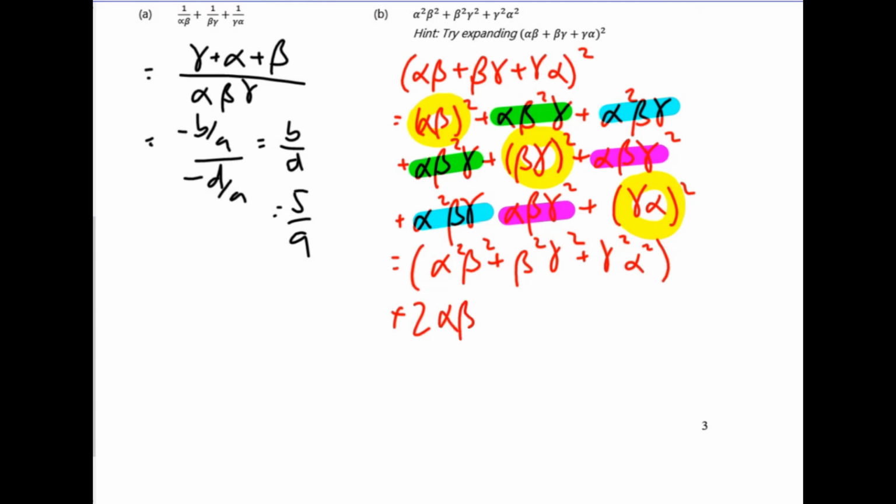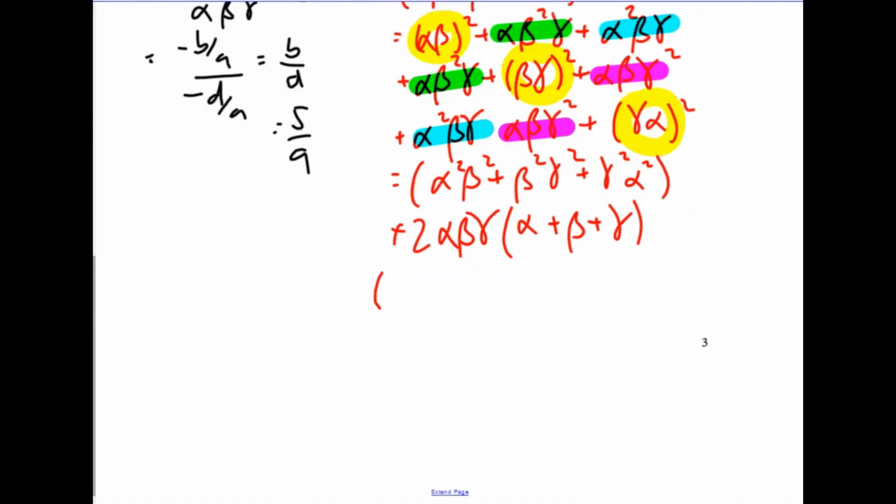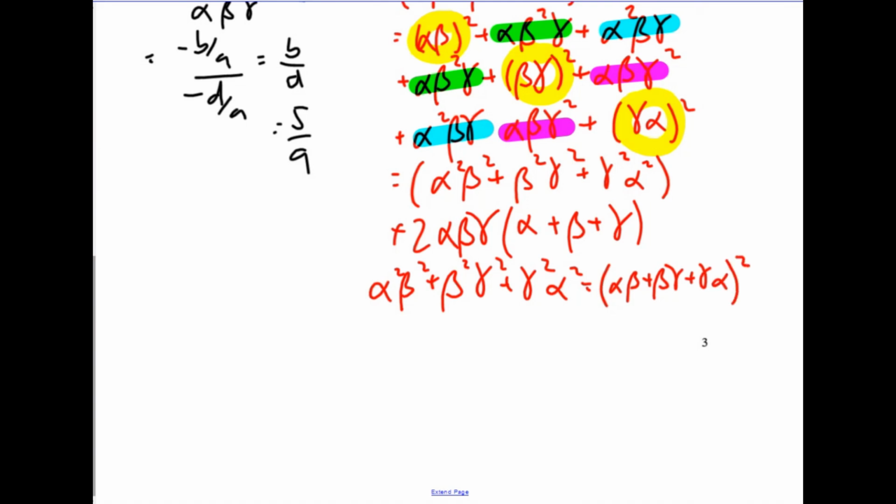I'm going to factorize out alpha beta gamma from all of them, and that's leaving behind an alpha plus a beta plus gamma. So factorizing those remaining terms, I can then rearrange this to get what I wanted. So alpha squared beta squared plus beta squared gamma squared plus gamma squared alpha squared equals that bracket, to start off with, minus 2 times alpha beta gamma, alpha plus beta plus gamma.